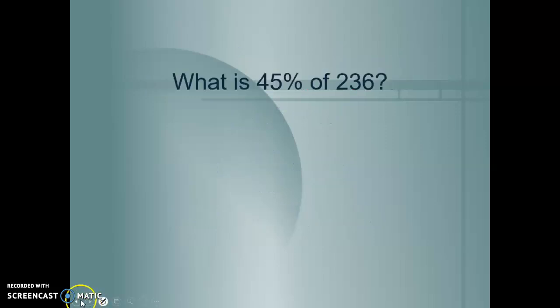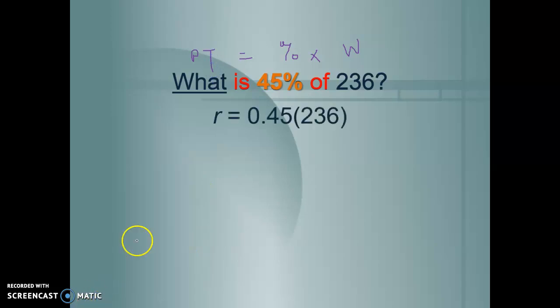What is 45% of 236? Well, here we know the percent, and we know the whole. What we don't know is the part. So let's take that equation and plug in what we know. When you don't know the part, in this case they represented it with R, is our equal sign. 45% as a decimal is 0.45 of, we're going to do some multiplication here, and 236. When we plug that into our calculator, we should get that the part is 106.2.